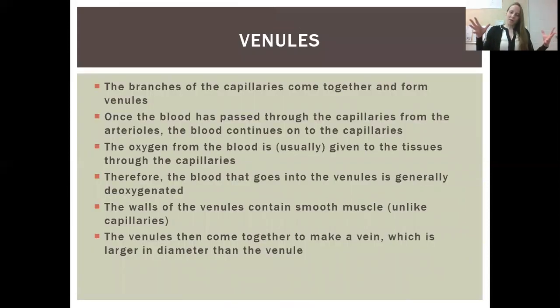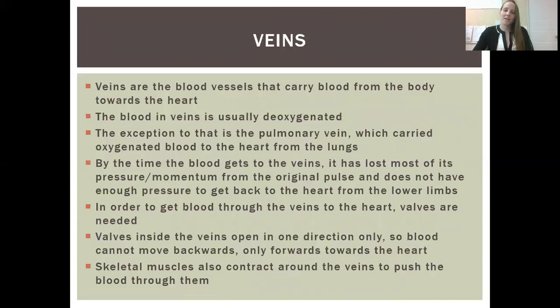So like I said, after the capillaries, those capillaries are going to branch back together to form the venules. At this point, it is, in most parts of the body, going to be deoxygenated because the oxygen has left the blood in the capillaries. The walls of the venules contain smooth muscle, unlike the capillaries, which are only that one layer of cells. And then the venules are going to come together to make the veins. The veins are the blood vessels that carry blood from the body towards the heart.